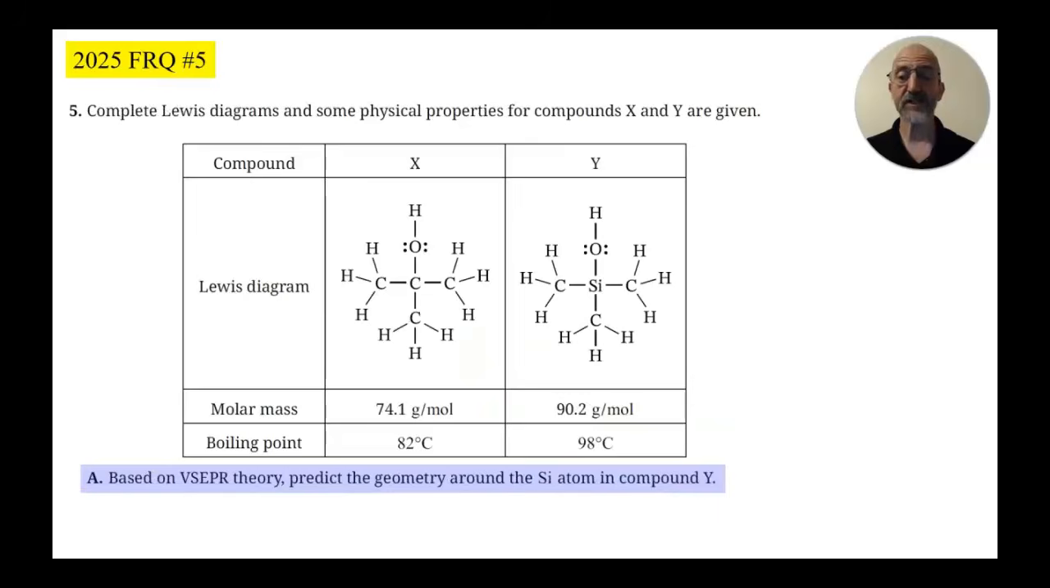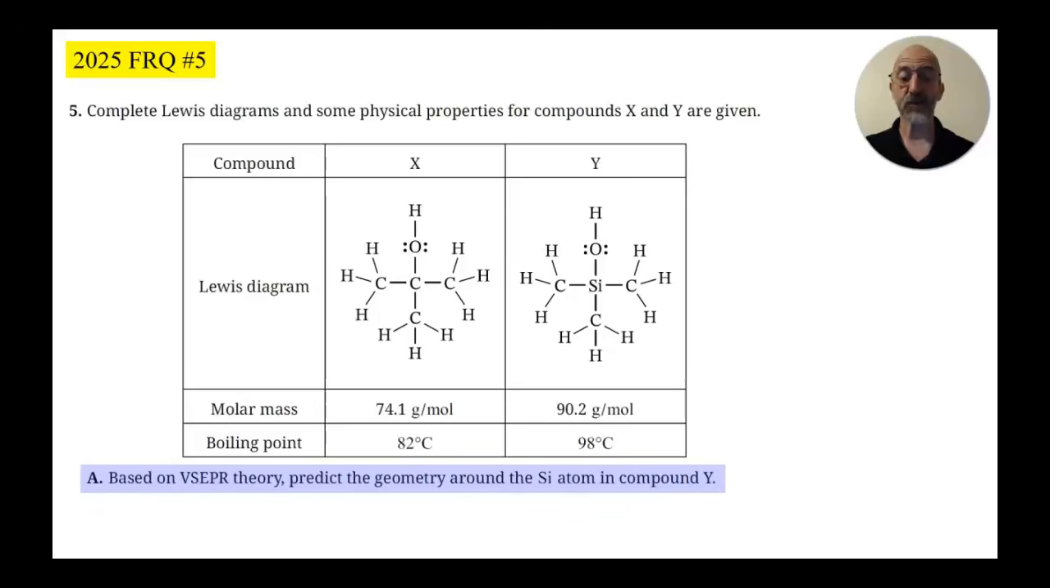All right, our next question, which is also from the 2025 AP Chemistry exam, has to do with geometry. It says, based on the VSEPR theory, predict the geometry around the silicon atom in compound Y. So looking at that silicon atom, I can see 4 single bonds to that silicon atom.